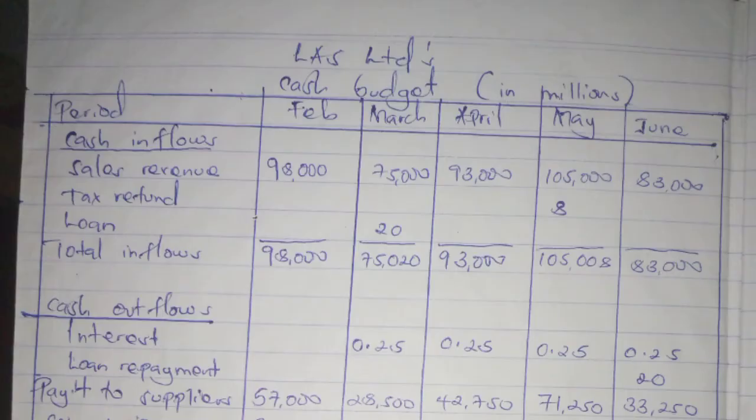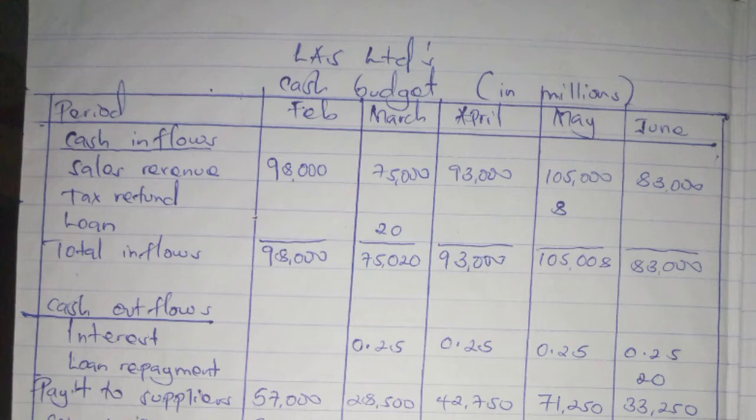Then, loan, they told us Last Limited is expecting to acquire a loan in March of 20 million. Since the figures are in millions, we shall only record 20. Then we get the total inflows. The total inflows for Feb, 98,000. For March, 75,020. For April, 93,000. For May, 105,008. For June, 83,000.